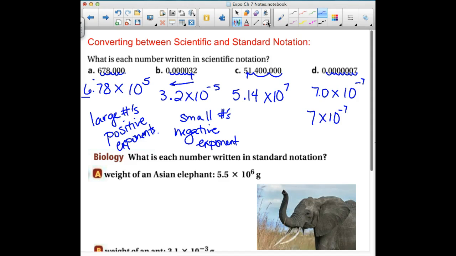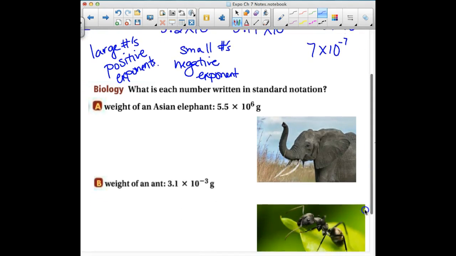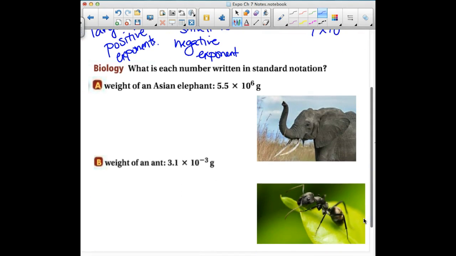All right, our next example, we are going in the reverse direction. Now we are giving you the question written in scientific notation, and we want you to figure out what that is in standard form. So 5.5 times 10 to the 6th. Since we have a positive exponent, it's going to be a large number. That means our decimal has to move to the right.